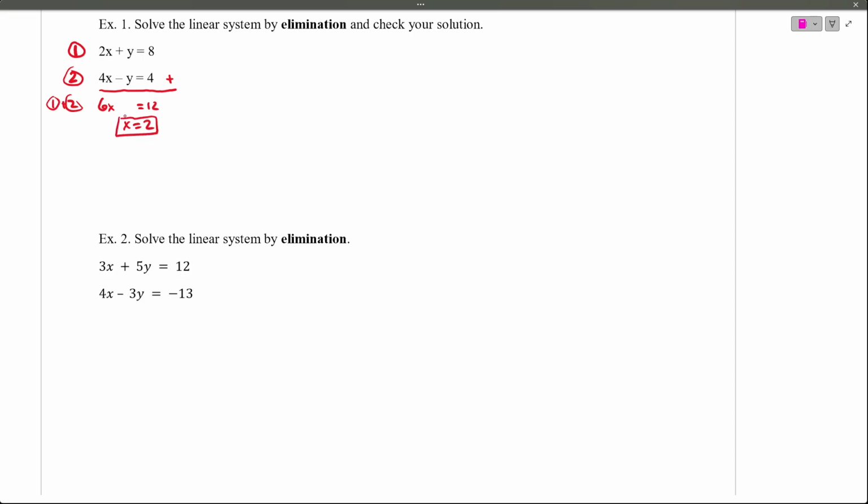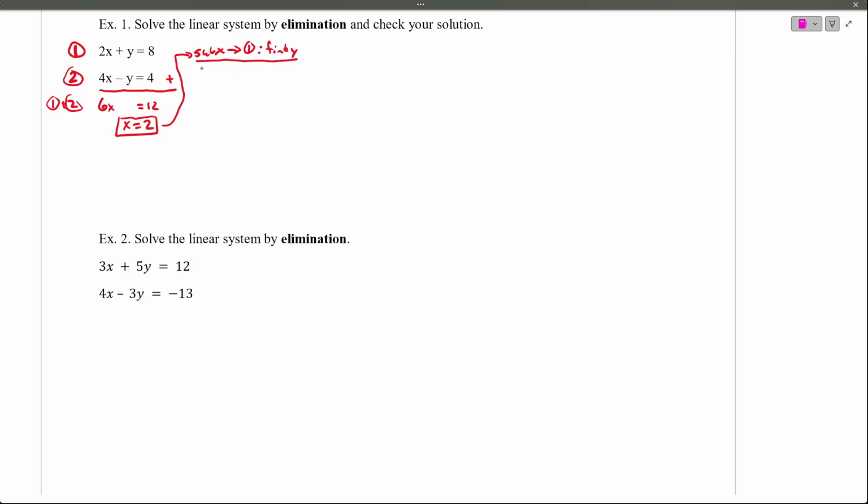Now we're back into familiar territory. It's just a matter of taking this value and substituting it back into either one of the original equations to find the other value. So let's bring it back. We're going to substitute x into, let's say, equation 1. And our goal is to find y.